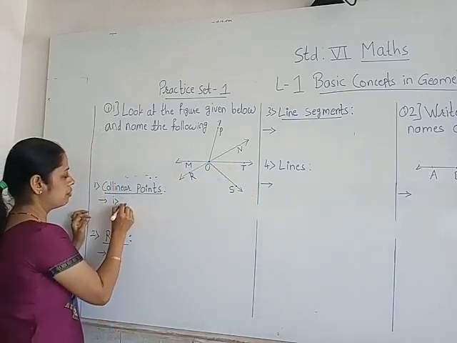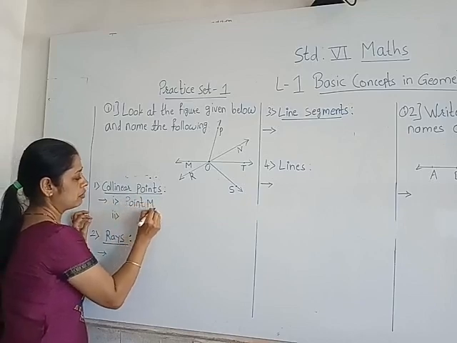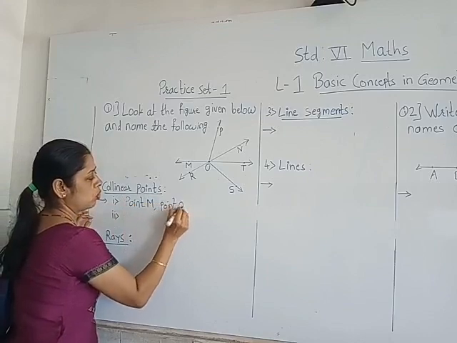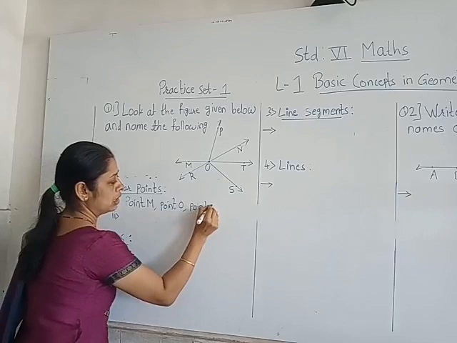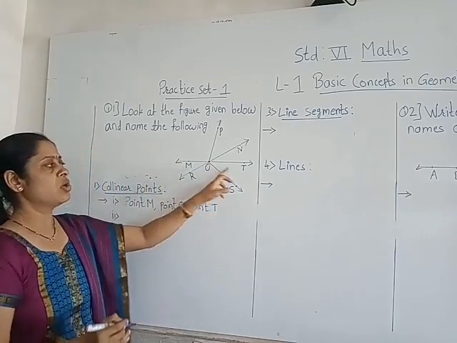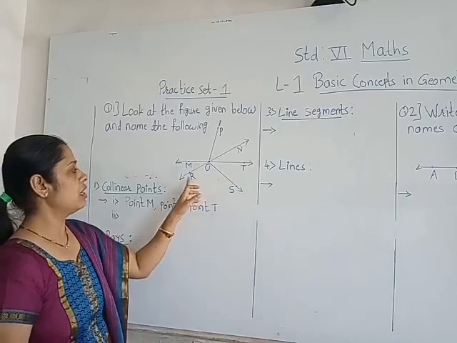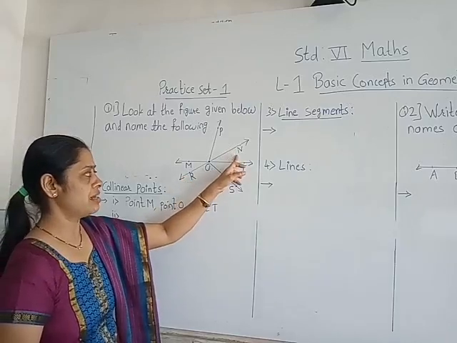We will write point M, point O and point T are collinear points. Second set of collinear points are point R, point O, point N.